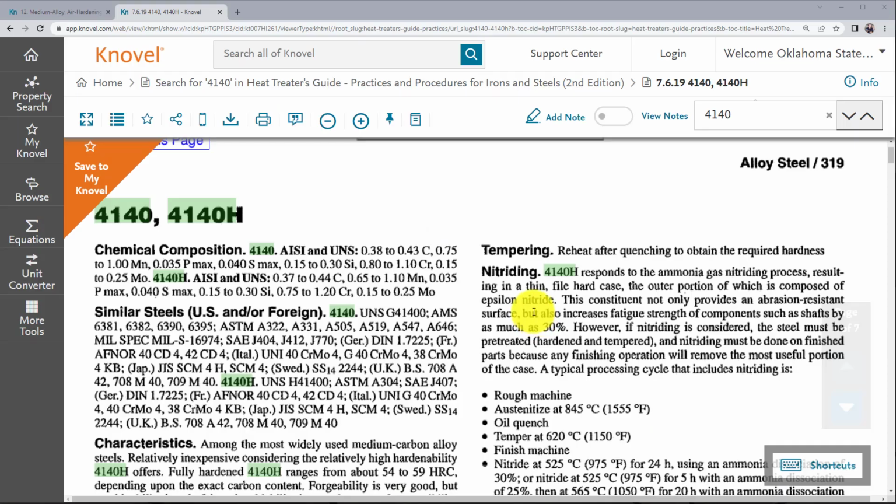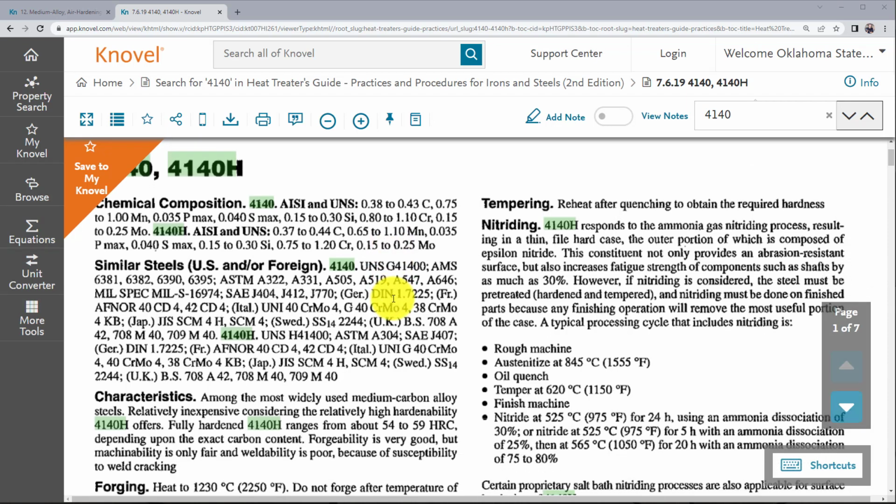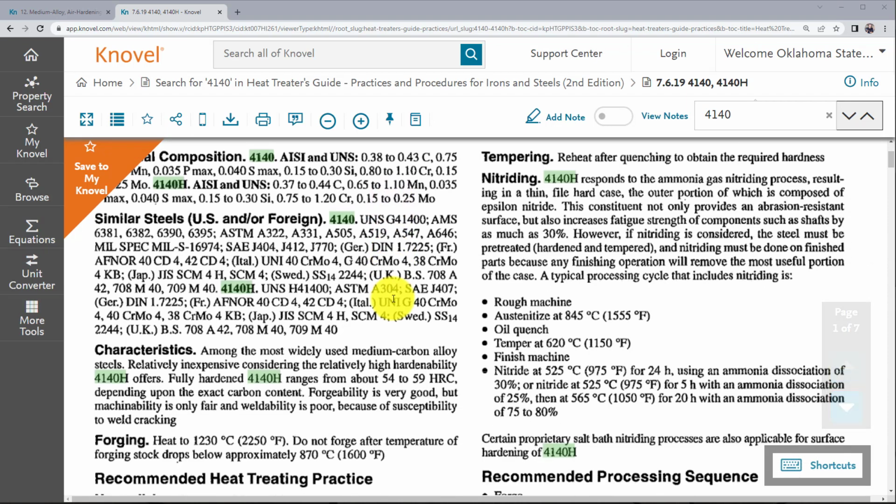Okay, if we're working with 4140, I'm in The Heat Treater's Guide for Ferrous Materials. You can find that link in our Canvas site under Course Links. Go to the Ferrous Materials under the Heat Treater's Guide and search for 4140. Now, we've looked at this in past lectures, and I wanted to point out a few key things for us at this time.